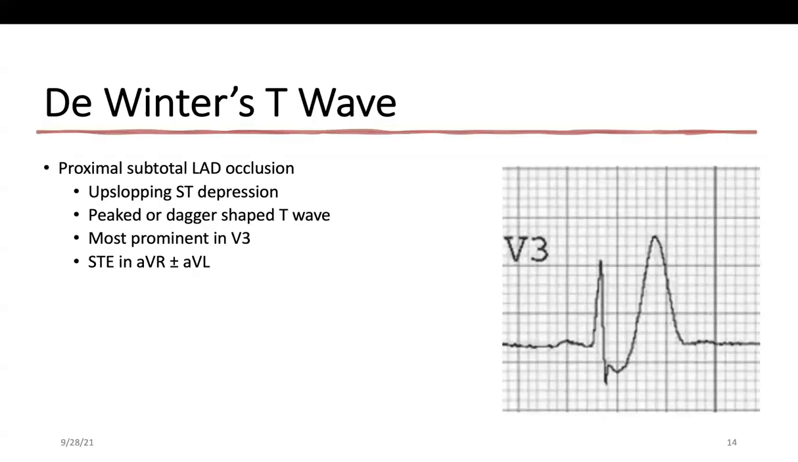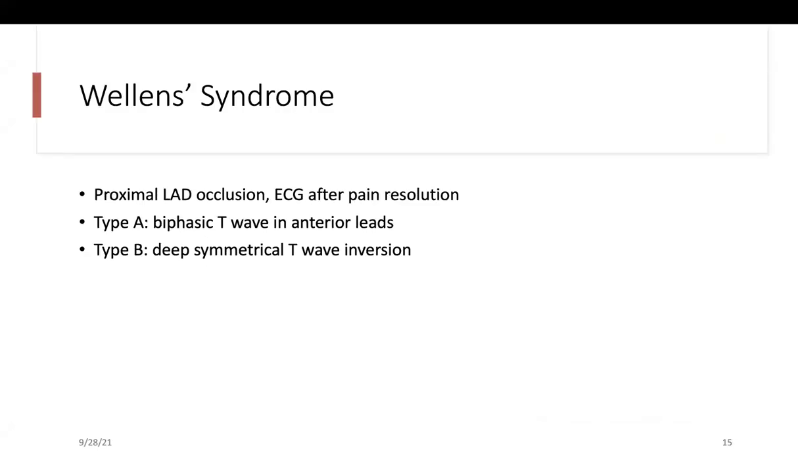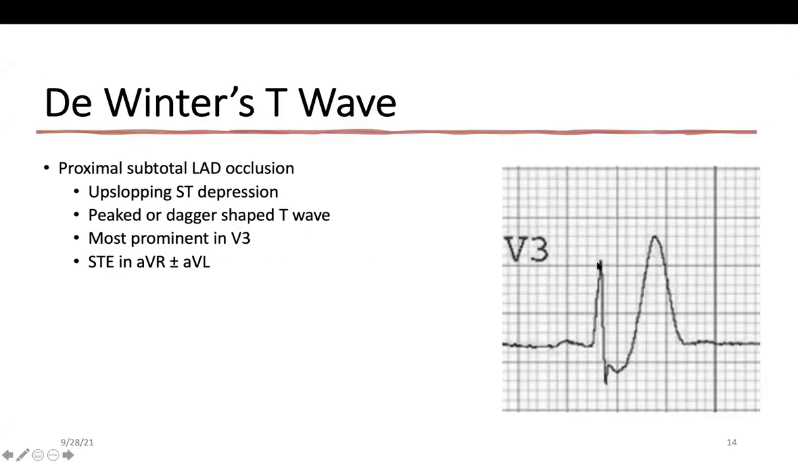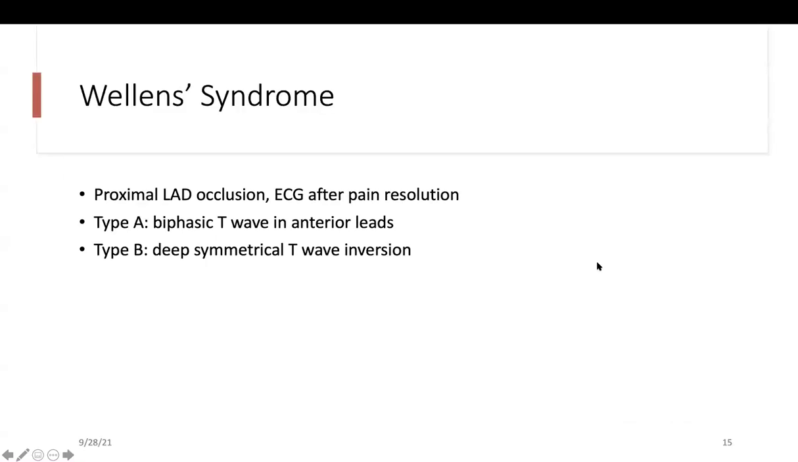We also came across the de Winter T wave, which is upsloping ST depression with beaked dagger-shaped T wave, and it's most prominent in V3. There may be ST elevation in AVR or AVL. And remember this shape, because it always looks like that, the de Winter syndrome. Wellens syndrome, there are two types. Type A, in which there is biphasic T wave, and it's only 25% of cases, and type B, where there is deep symmetrical T waves in the chest leads.